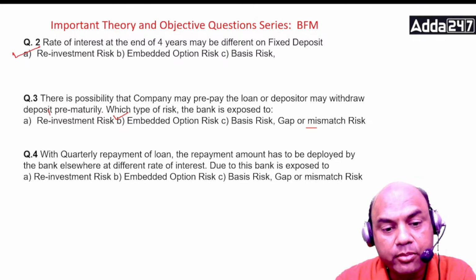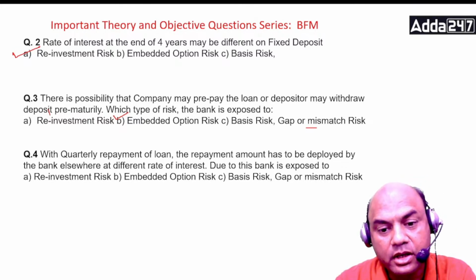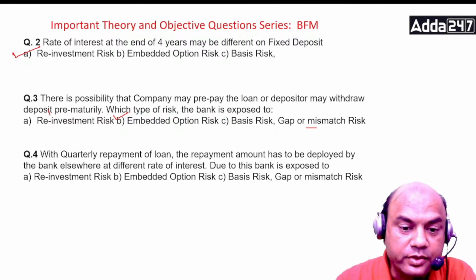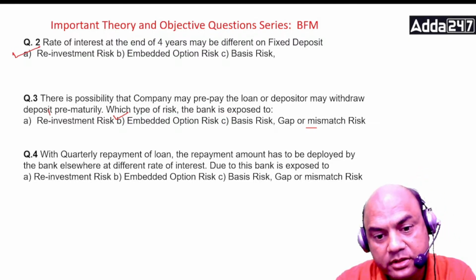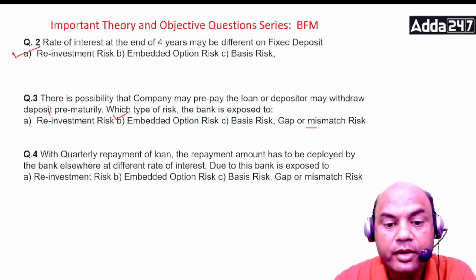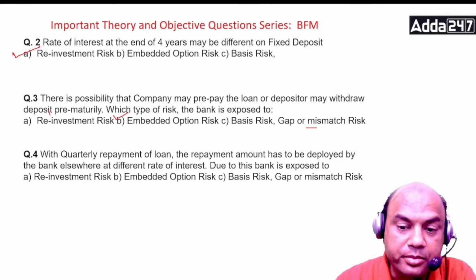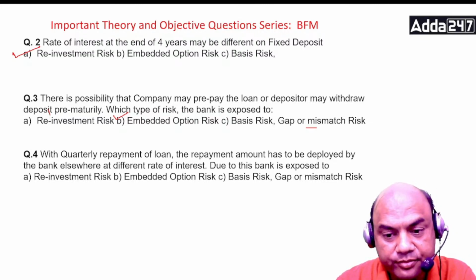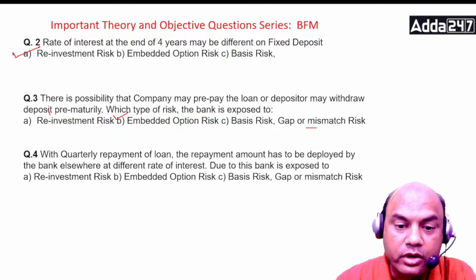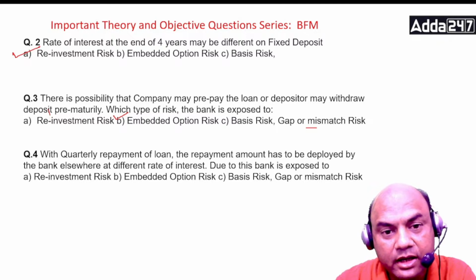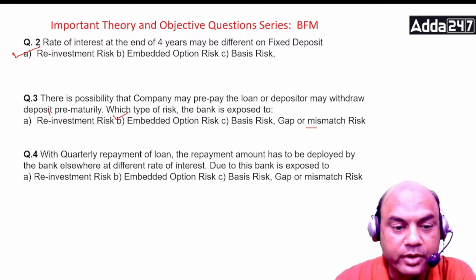With quarterly repayment of loan, the repayment amount has been deployed by the bank elsewhere at a different rate of interest. Due to this, the bank is exposed to what? The repayment amount is deployed by the bank elsewhere at a different rate of interest. So whatever amount the bank is getting, the bank has invested that in some other investment option.